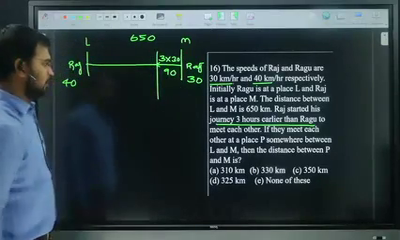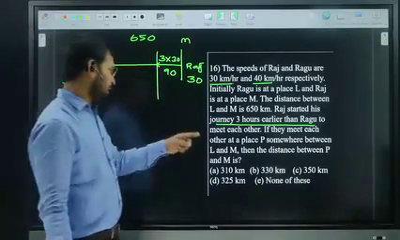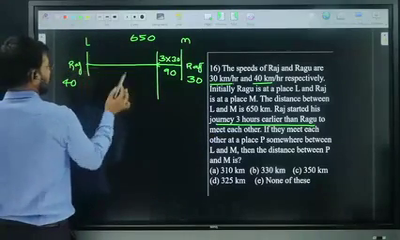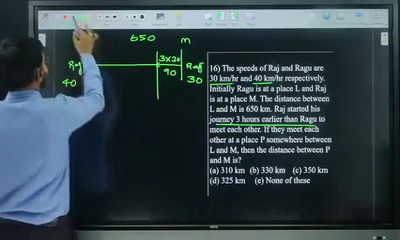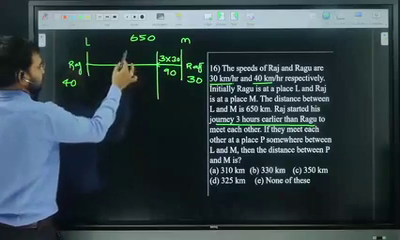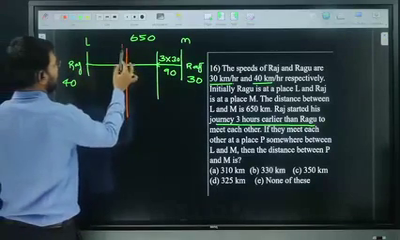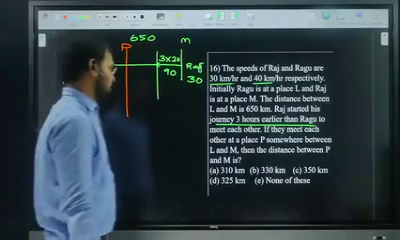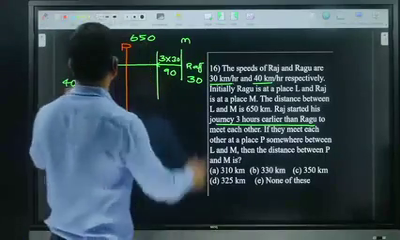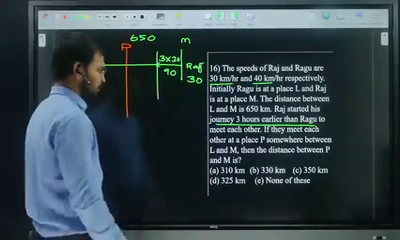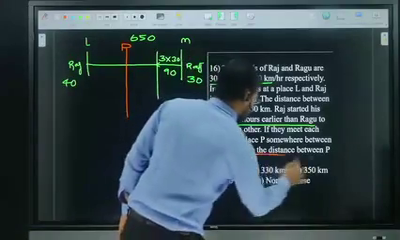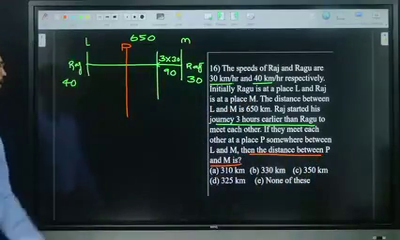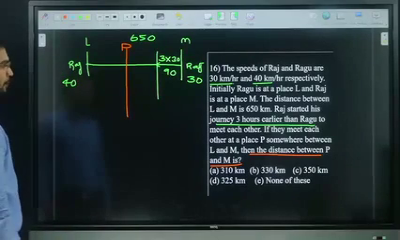90 covered. If they meet each other at some place P, somewhere between L and M, then what is the distance between P and M?